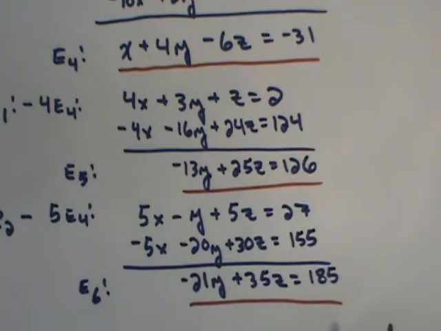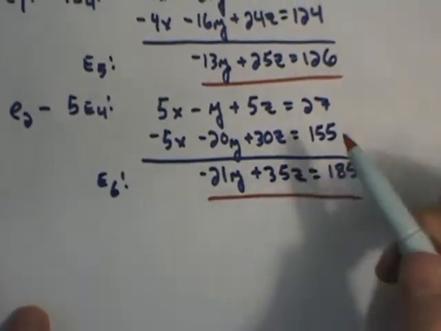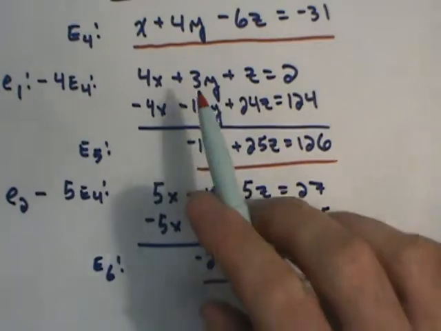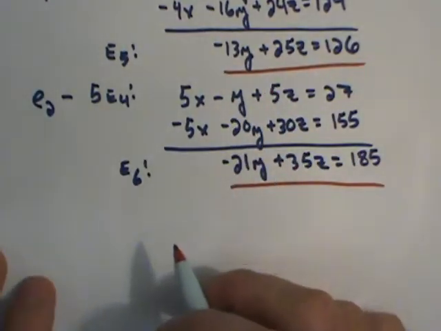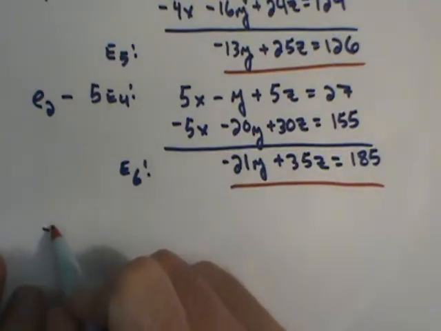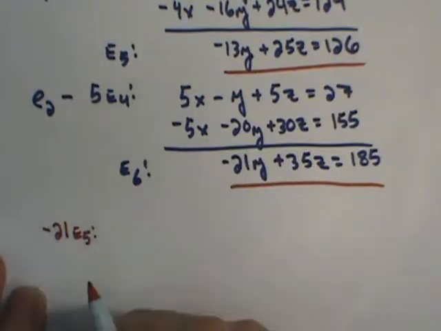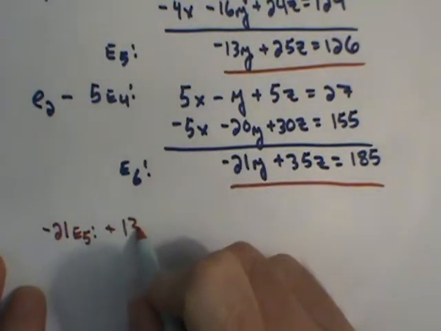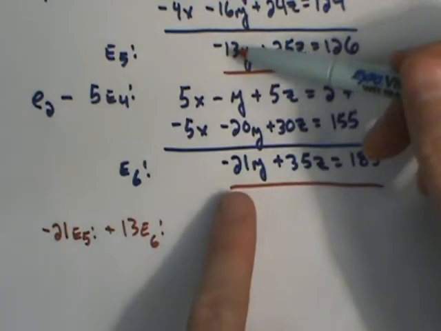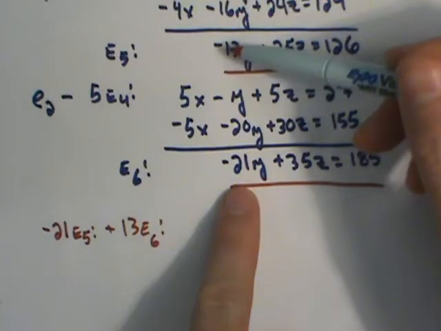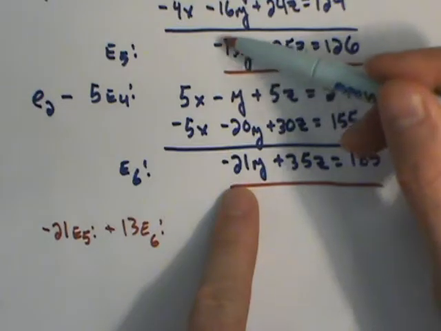Okay? And so what I'm looking at is just these 2 equations. I'm going to ignore that one for a second, and I'll come back and explain some more stuff. I'm going to take negative 21 times equation 5, and I'm going to do plus 13 times equation 6. What that's going to do, I've chosen to get rid of the y's. So if I multiply this equation 5 by negative 21, that'll make this positive.